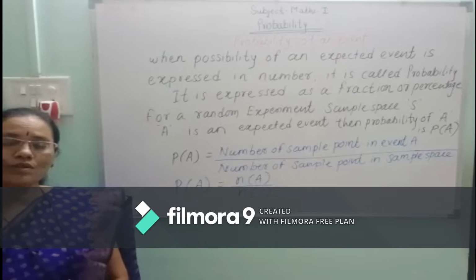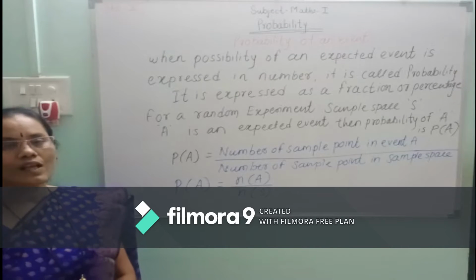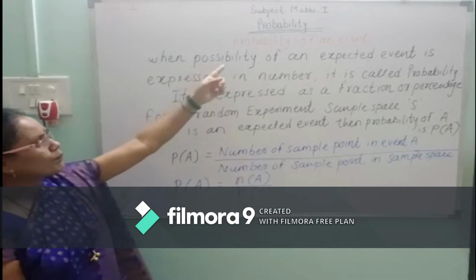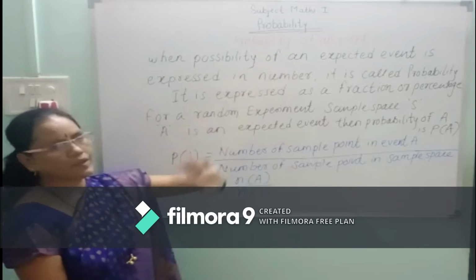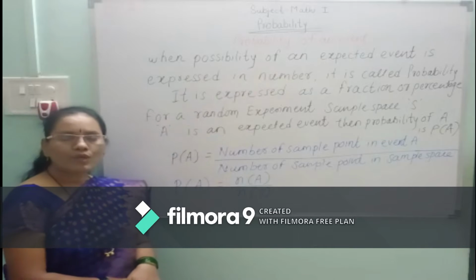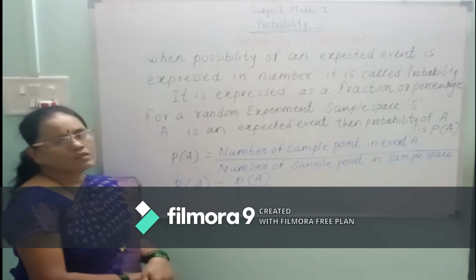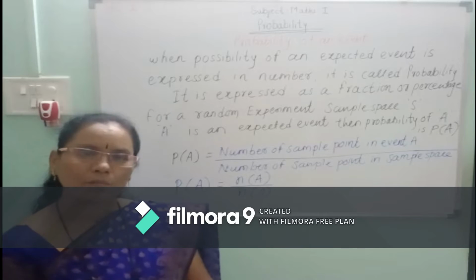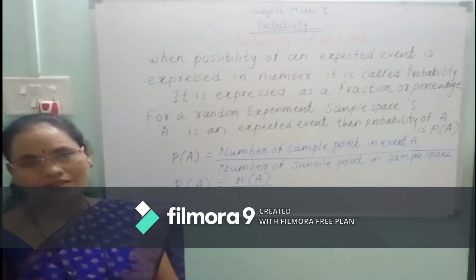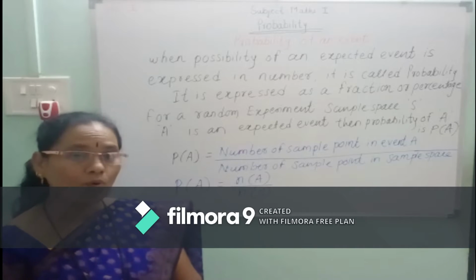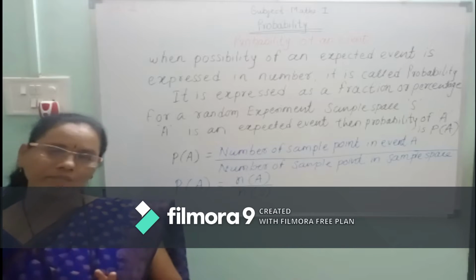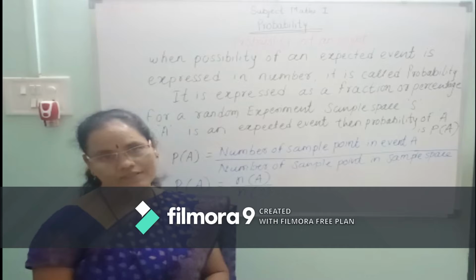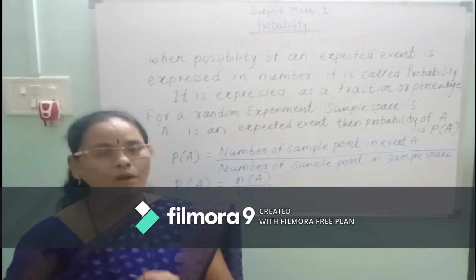We will be teaching you Mathematics 1, Chapter 5 Probability, and the topic will be probability of an event. Now we take an example: four balls in a bag. Three of them are white and the fourth is black.